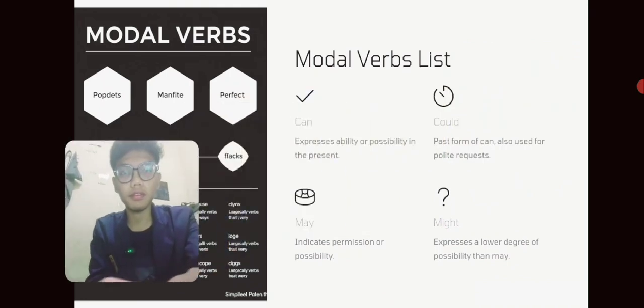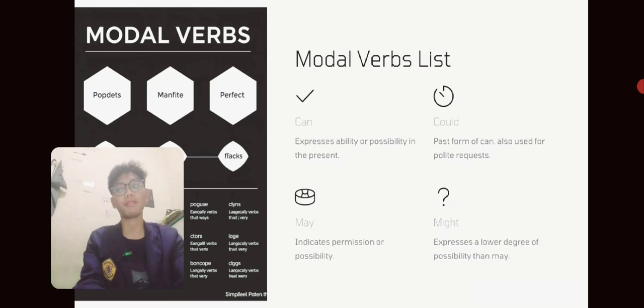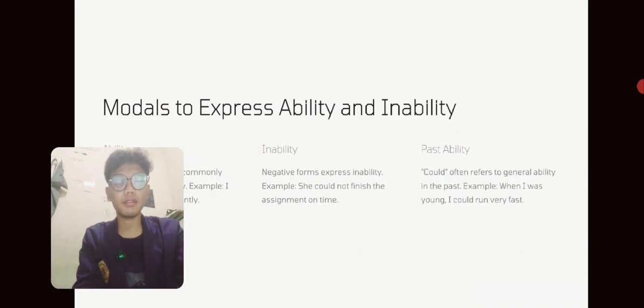Next, the modal verb list is a list of the main modal verbs. For example, can is used to express ability or possibility, and may indicates permission or possibility. Each modal verb has its specific use, which we will cover in detail along with examples, so you can understand when to use each one. Do you understand?